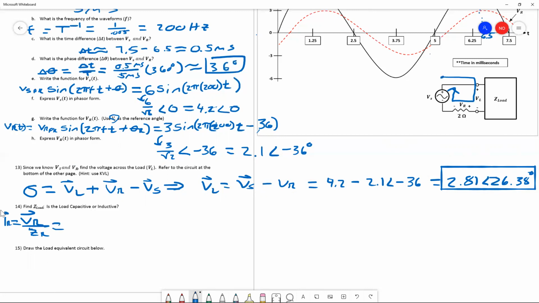So that is 2.1 angle negative 36 over 2. And that'll give us 1.06 at an angle of negative 36.